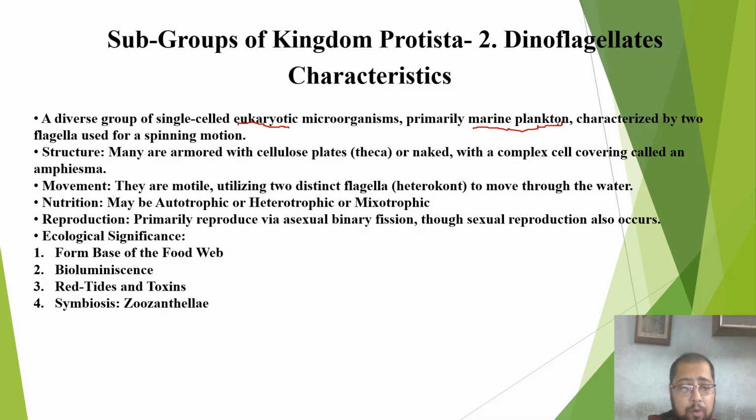Now, they are also known for producing massive algal blooms called red tides, in which they can color the water red with their abundance. And they are also known for producing very potent toxins, which can accumulate through the food web to enrich humans and cause severe cases of food poisoning.